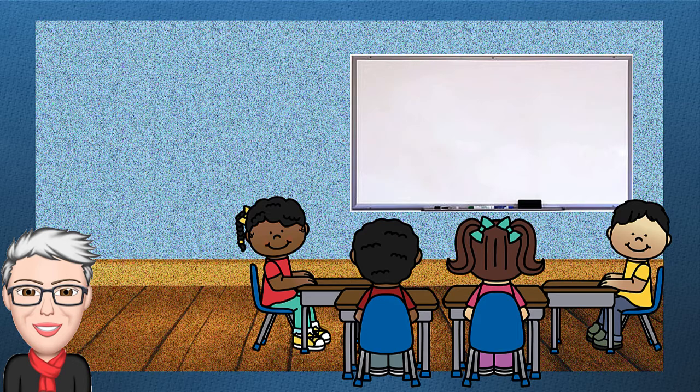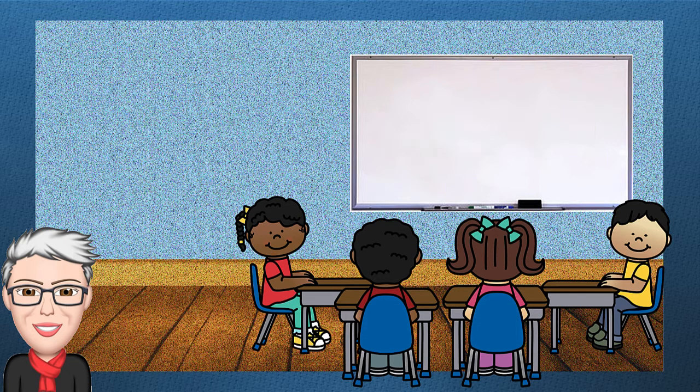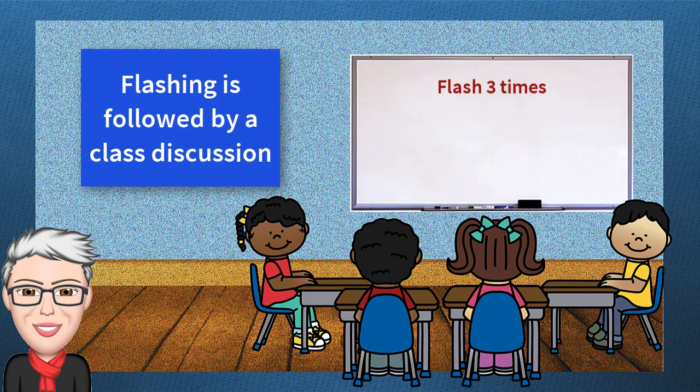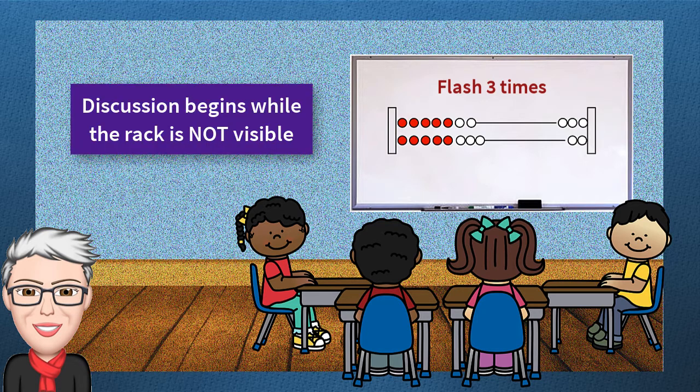Let's give an example. The teacher flashes this image on the screen for 2 to 3 seconds, then removes the image and leaves it off for approximately 5 seconds. Then she flashes it again and removes the image again and repeats the process for up to 3 flashes. The flashing is followed by a class discussion in which children explain how they figured out how many people are on the bus. The discussion begins while the visual material is not visible. Typically, the teacher shows the image as the discussion progresses so that children can make sense of what they hear others say.